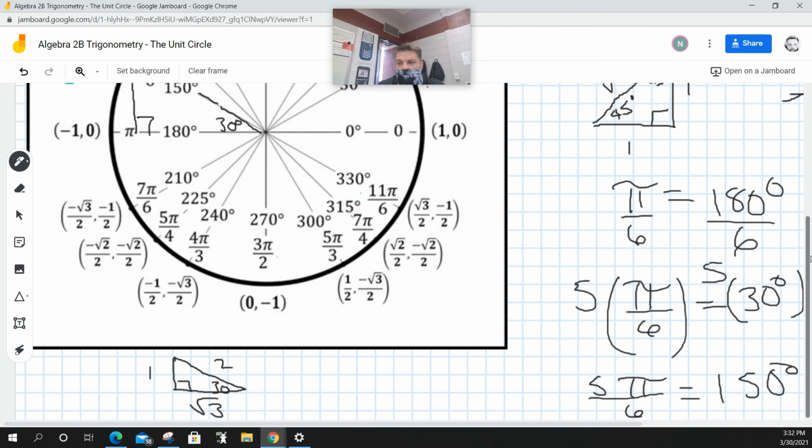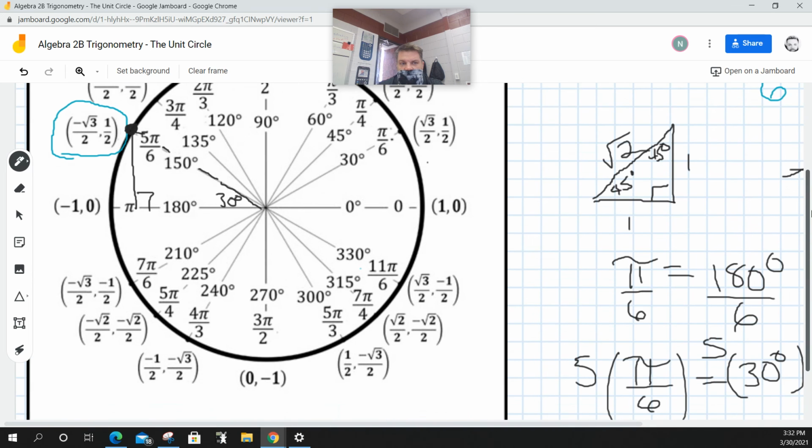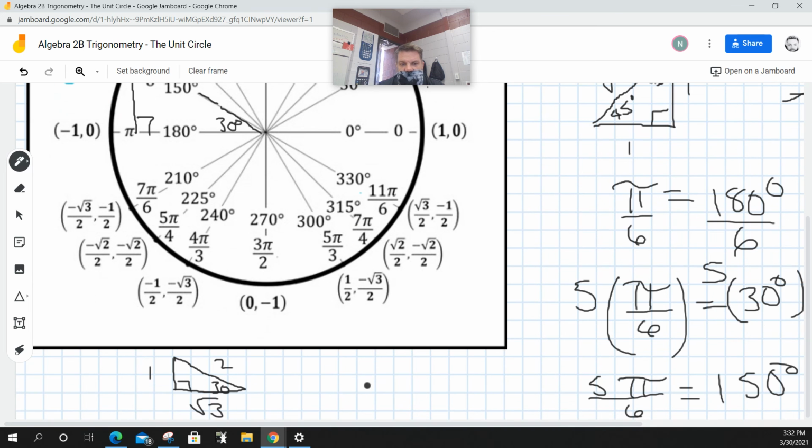So what we would do is, on the unit circle, we have to remember that x is equal to sine of theta, and that y is equal to cosine of theta. Actually, no, I got that backwards. x is cosine of theta, and y is sine of theta.